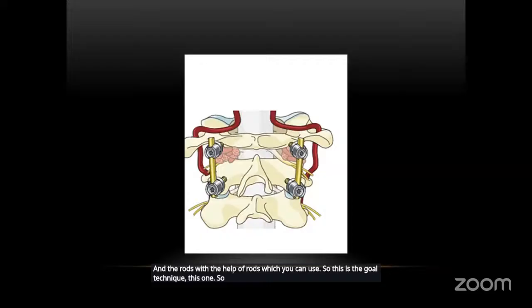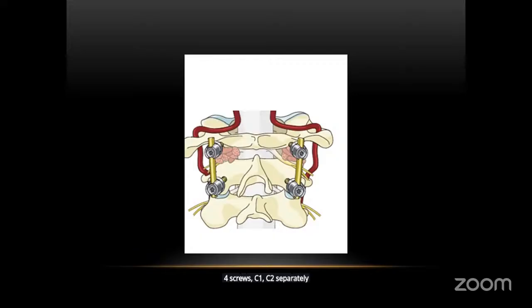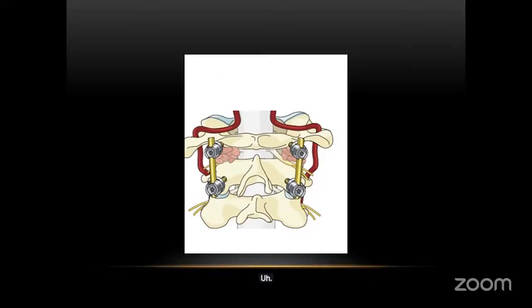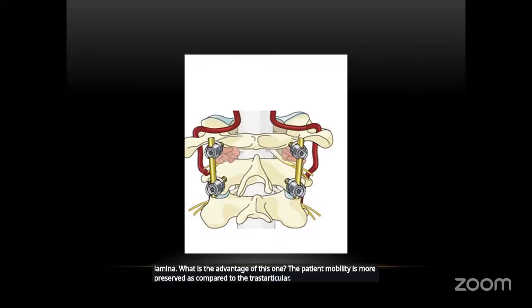So the Goel technique: 2 rods, 4 screws, C1 and C2 separately, and multiple options in C2, because you can pass the pedicle screw, the lateral mass screws, or a screw in the lamina. What is the advantage of this one? The patient's mobility is more preserved as compared to the transarticular. There is less chance of vertebral artery injury in the Goel technique as compared to the Magerl one.